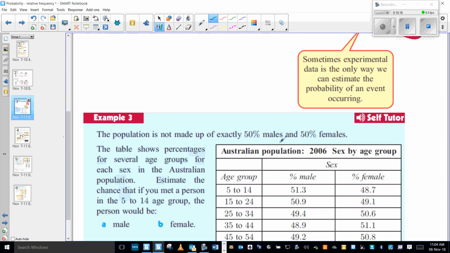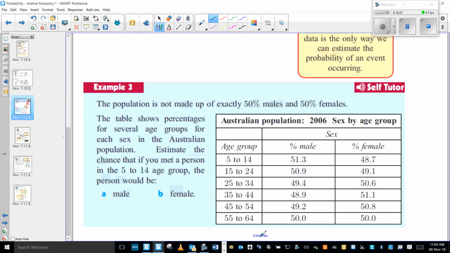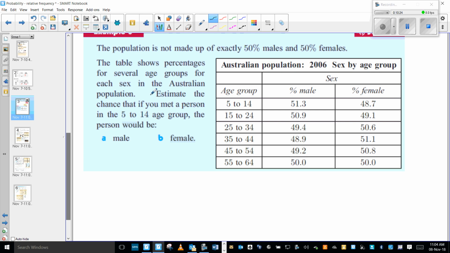So looking at this example here, it says the population is not made up of exactly 50% males, 50% females. The table shows percentage for several age groups for the Australian population. Estimate the chance. So again, we've got that word chance. They haven't necessarily used the word probability. That if you met a person in the 5 to 14 age group, that the person would be male. What do we think the answer is to this question?